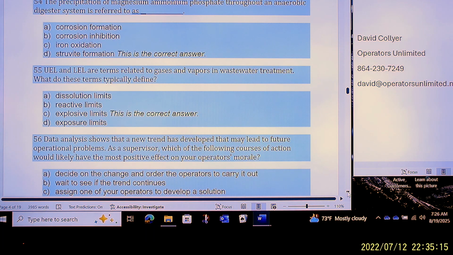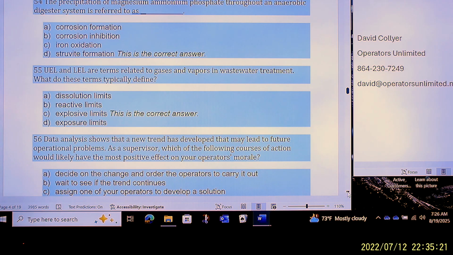Number 54. The precipitation of magnesium ammonium phosphate throughout an anaerobic digester system is referred to as A, corrosion formation, B, corrosion inhibition, C, iron oxidation, or D, struvite formation. The answer to 54 is D, struvite formation.